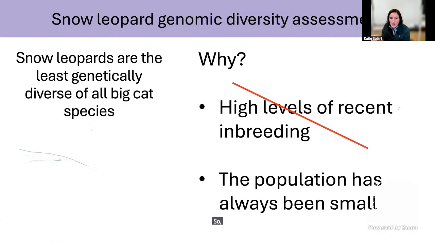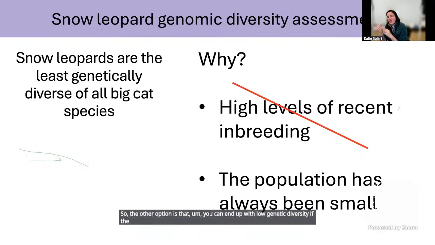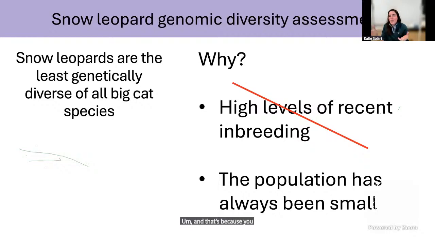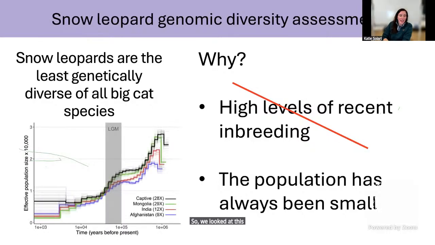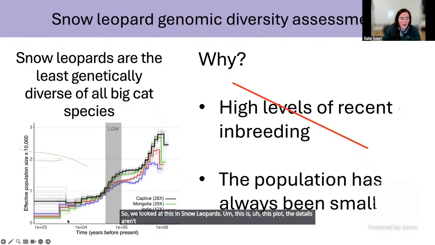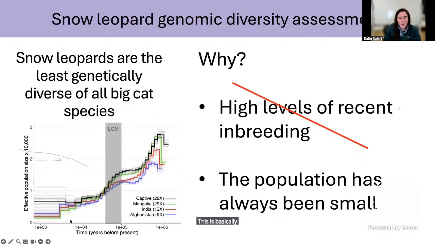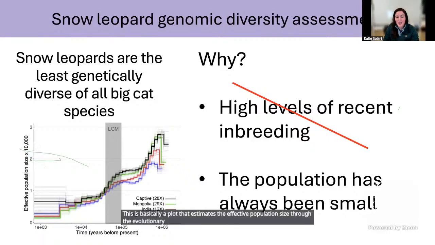So the other option is that you can end up with low genetic diversity if the population has always been small. That's because you need a big population to generate new genetic diversity to end up with a species that has high genetic diversity. So we looked at this in snow leopards. The details aren't super important, but this is basically a plot that estimates the effective population size through the evolutionary history of the species.